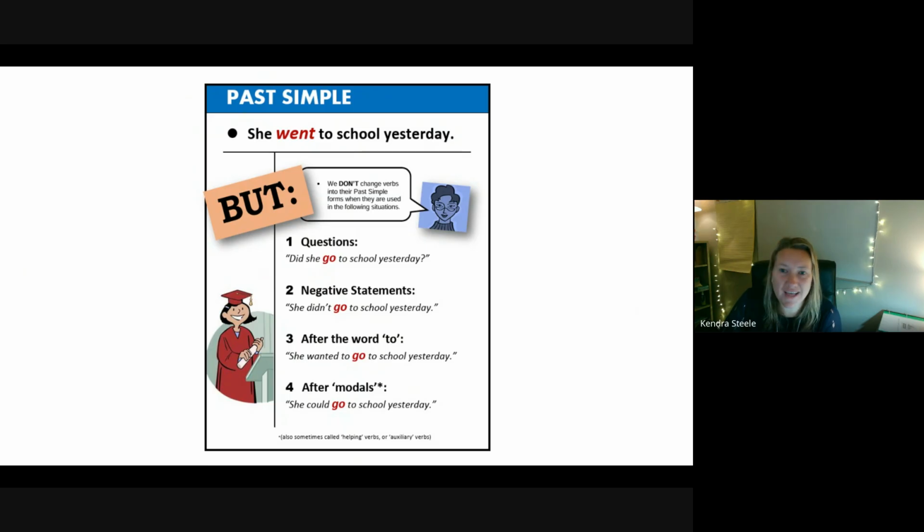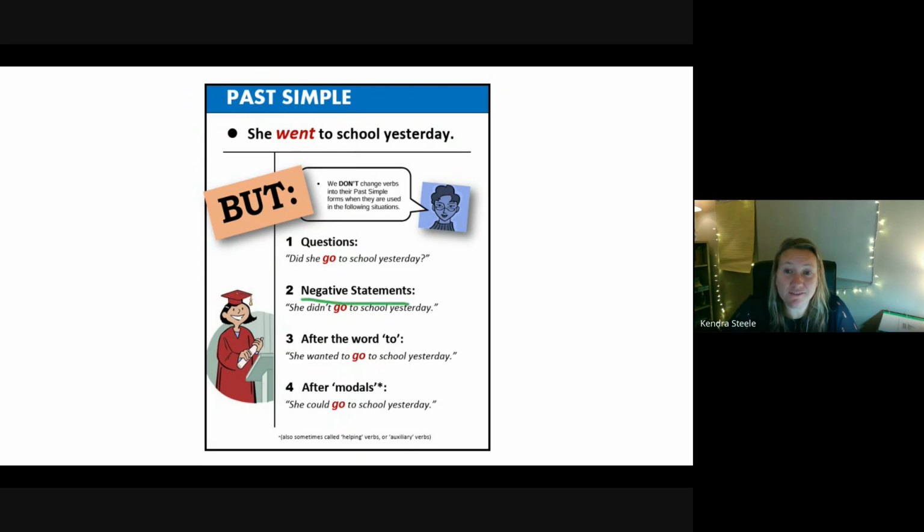We do not change the verb in these scenarios, in these cases. If you're asking a question, did is in the past tense. Did she go to school yesterday? If you're already asking the question with did, then this verb is not changed. We would not say, did she went to school yesterday? That's not correct. Did she go in the present infinitive form? Did she go to school yesterday?